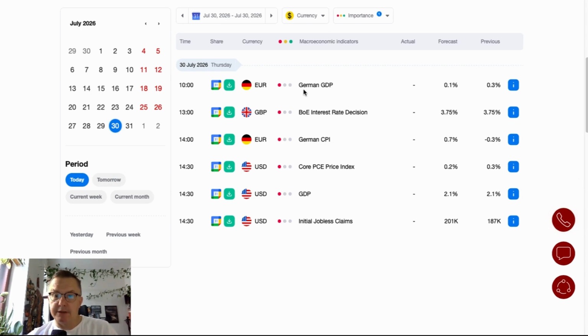German GDP is scheduled for release at 10 o'clock. Market participants expect the GDP in Germany to deteriorate from 0.3 to 0.1%. The Bank of England interest rate decision is scheduled for release at 1 p.m. The market participants expect the Bank of England to hold the interest rate at 3.75. German CPI data are scheduled for release at 2 o'clock. Core price index from the USA is scheduled for release at 2:30, together with the US GDP and initial jobless claims.